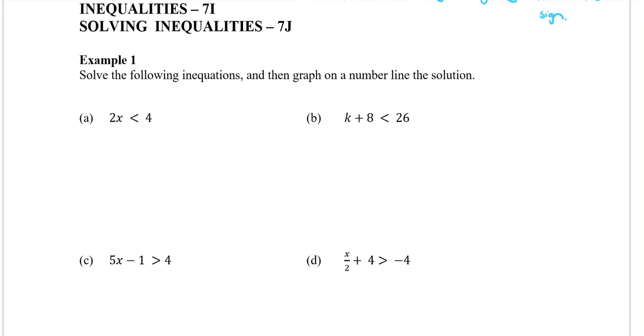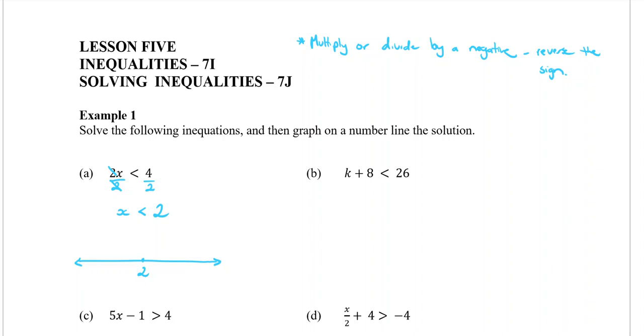If 2x is less than 4, to get rid of the 2 in front of the x, we're going to divide by 2 on both sides. That means x is by itself, and 4 divided by 2 is 2. So that's it. We've solved the inequality. To sketch the solution on a number line, you draw yourself a line at the bottom here. Ruled is best, but as long as it looks very neat, it's okay. The solution was 2, so in the middle of your number line, we're going to put the number 2.